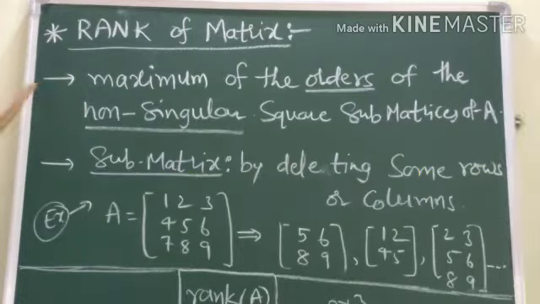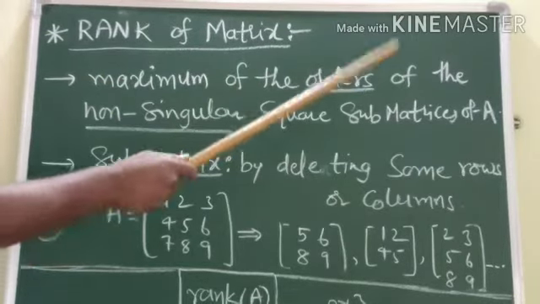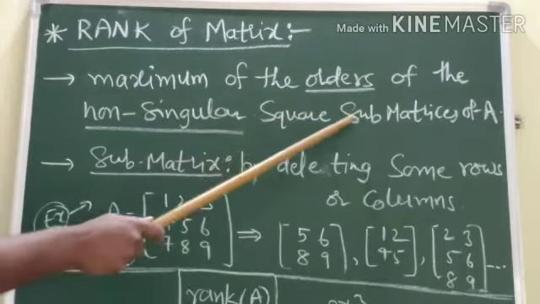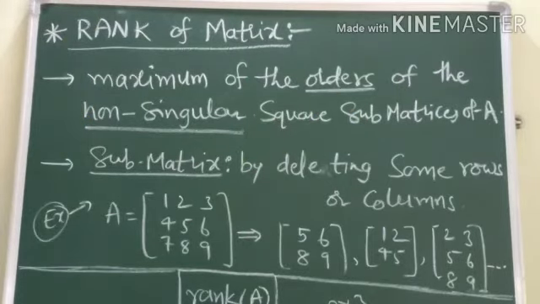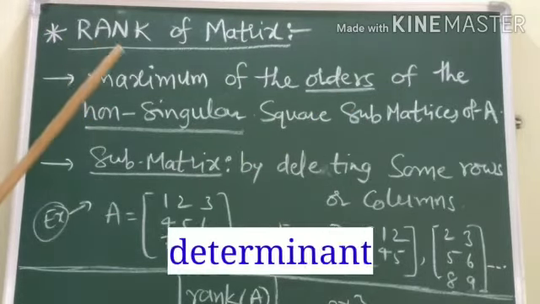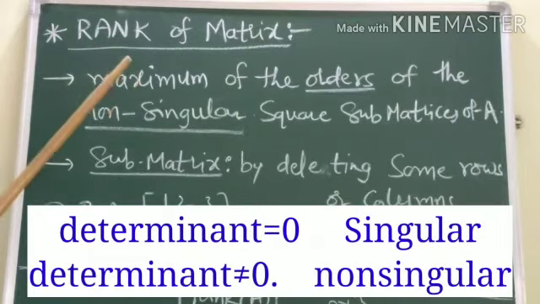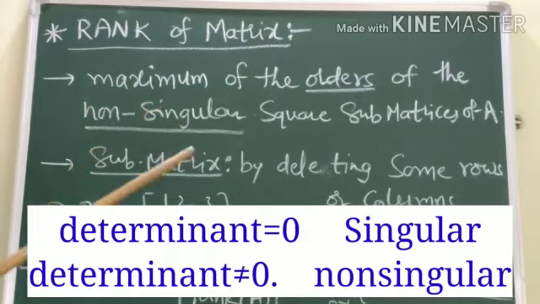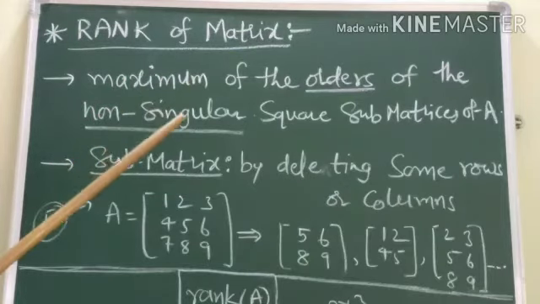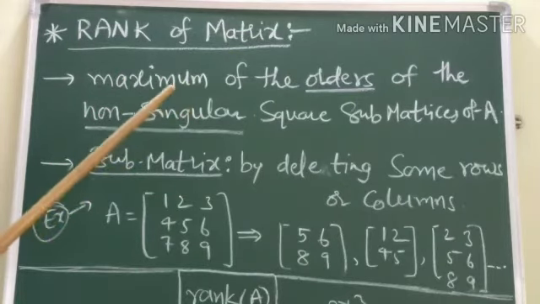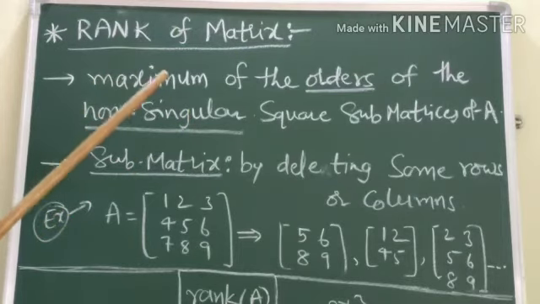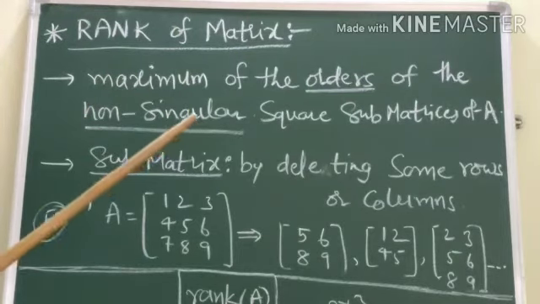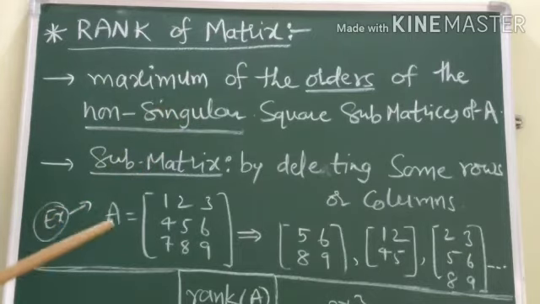And next one, the maximum of the orders of the non-singular square submatrices of A. That means if the determinant of a 3 by 3 matrix is not equal to 0, then it becomes non-singular. If it is equal to 0, then it is singular. Then we go for submatrix, that means submatrix of 2 by 2 square matrix, and again we have to find the determinant. In this way we have to calculate the rank of the matrix.